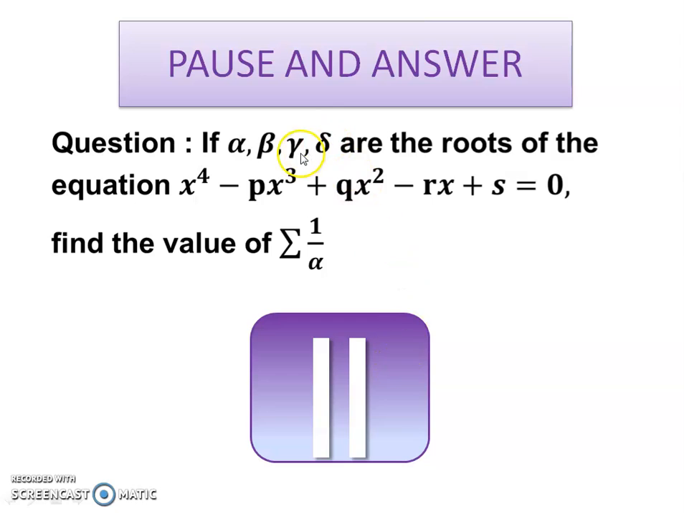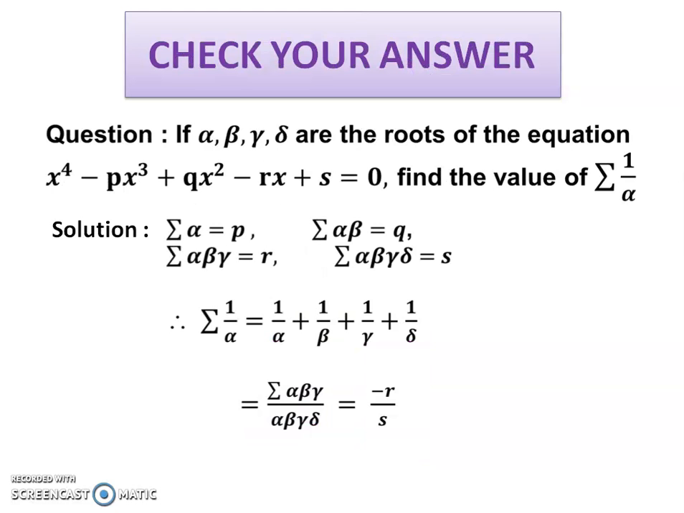Now there is a question for you. If alpha, beta, gamma, delta are the roots of this equation, then find the value of summation 1 over alpha. Pause the video and write down your answer. After you are done, resume. Let's see what is the solution.